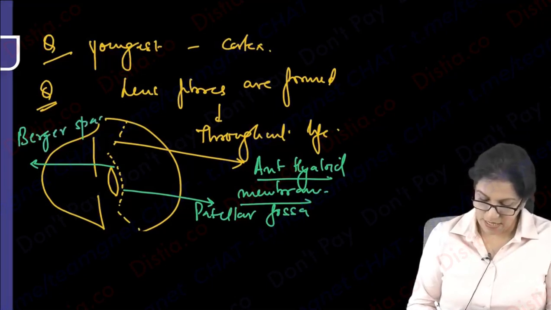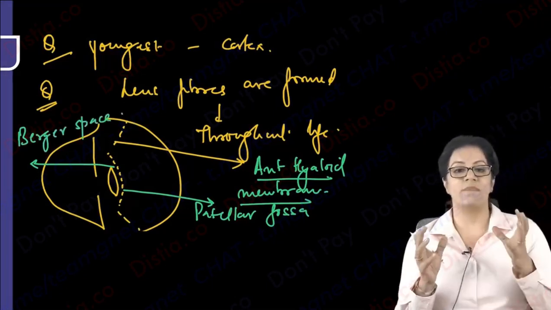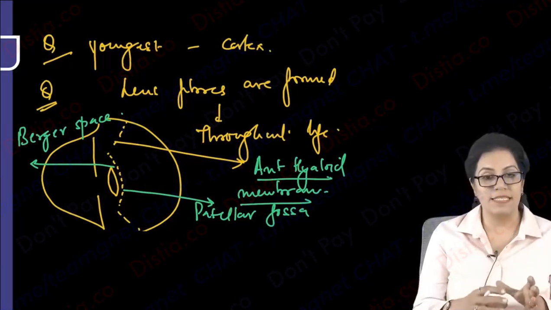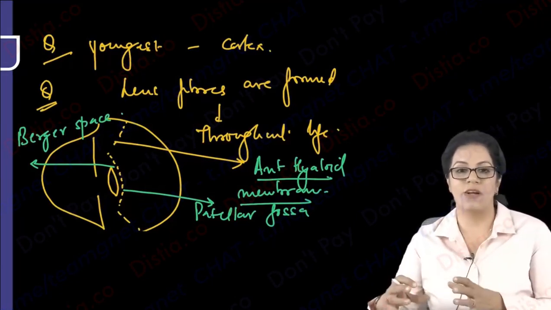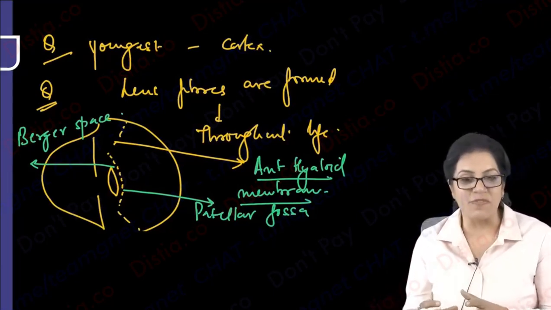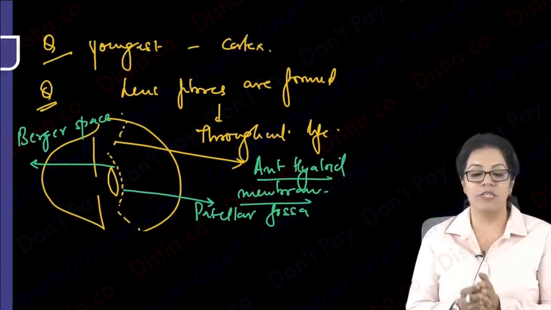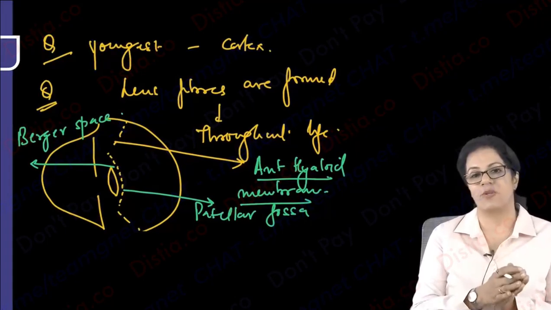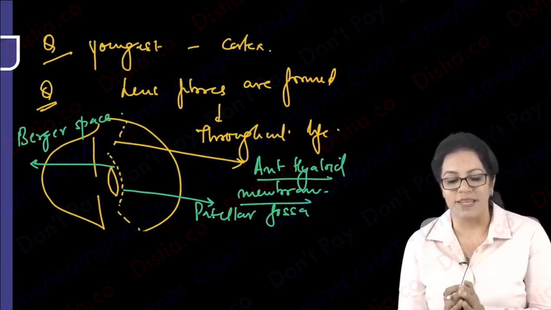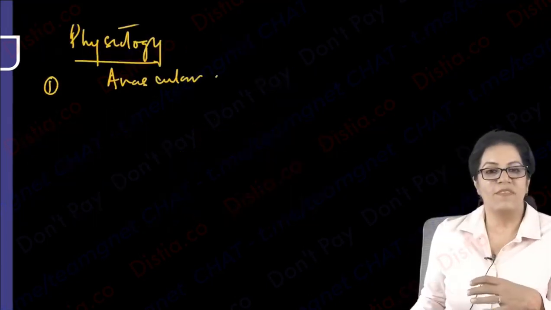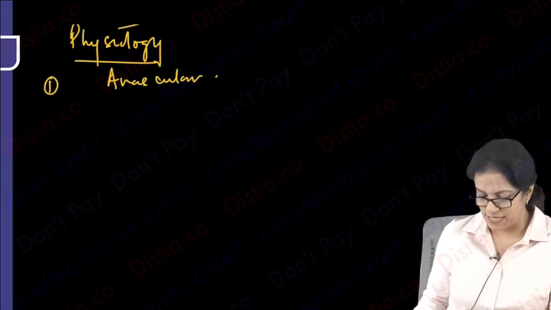So just remember that the lens is situated in the patellar fossa in the posterior chamber. If some part of the lens is still in the patellar fossa and the rest is not, this is partial dislocation. We call it subluxation of the lens. That is what is called subluxation. We'll talk about subluxation in detail later on. Okay, so if you have added that, we come back to physiology.